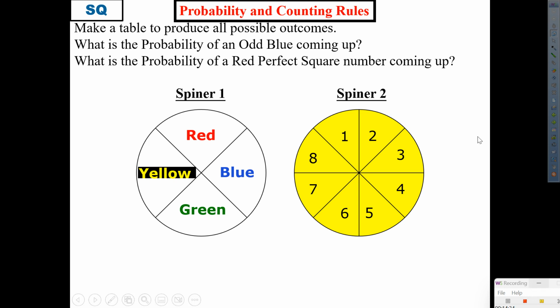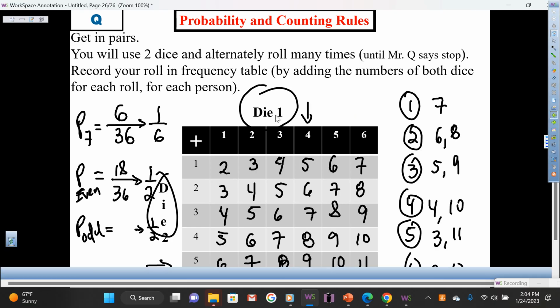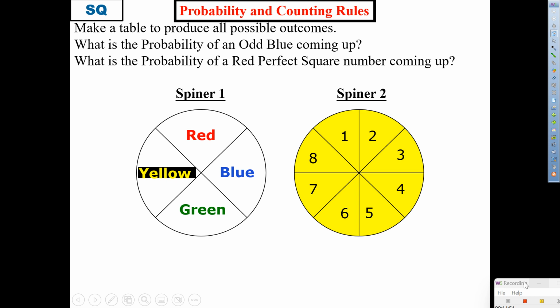Now, let me go back to the previous one so you guys can see the table of the previous one. Die number 1 up here, die number 2 on the side. And then we combine each cell to produce all possible outcomes. Okay? All right, so with that said, copy and go.